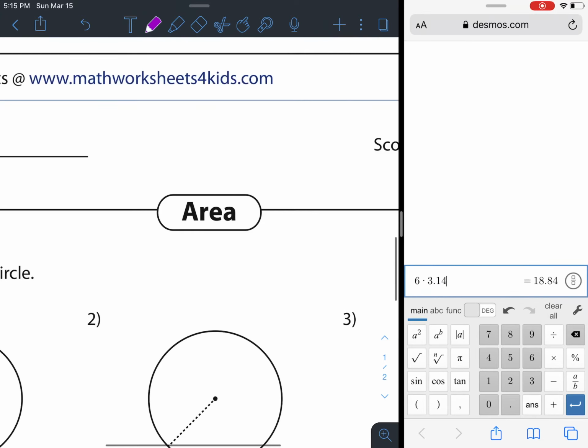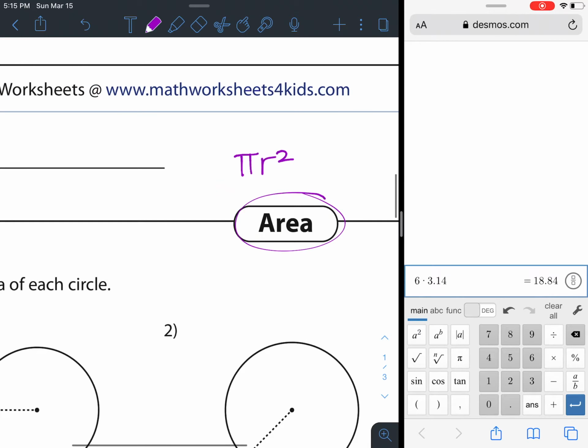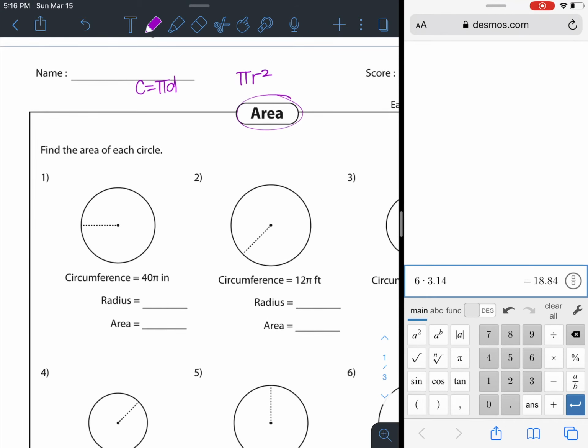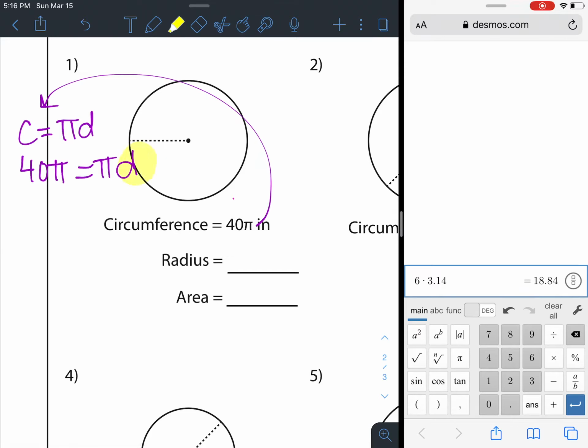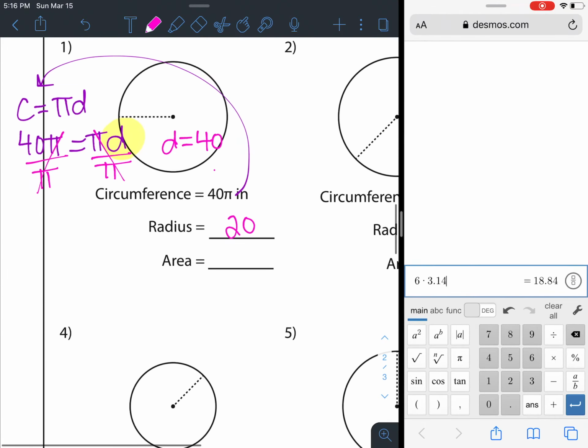All right, look at the second page. This time we're trying to find the area, and they're giving us circumference. So pi r squared is what we eventually have to find, but they gave us circumference, so we're going to use pi times diameter. Let's look at number 1 first. Circumference equals pi times diameter. This time the circumference is 40 pi. Same thing as above, we're solving this time for diameter. Divide both sides by pi. They cancel out, so diameter is 40, which makes the radius 20.